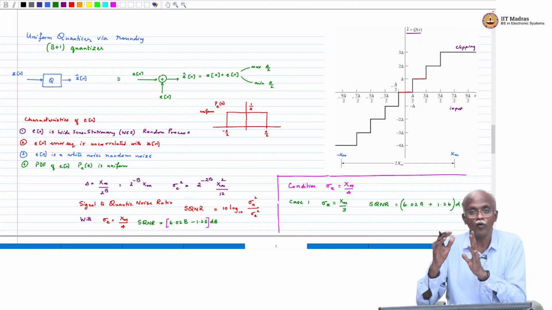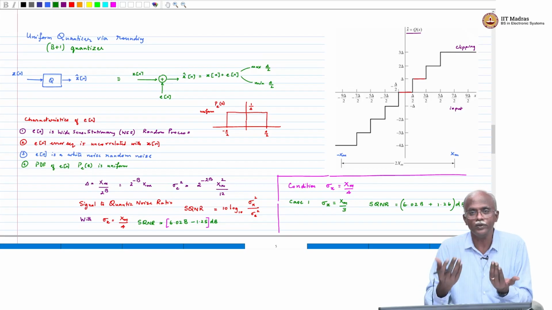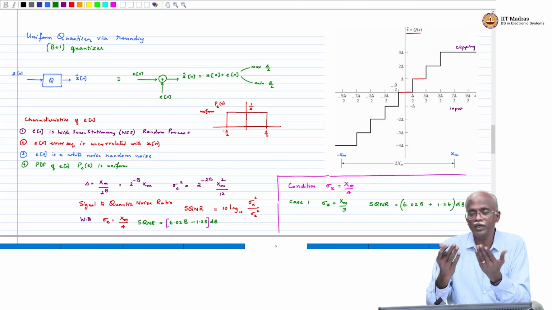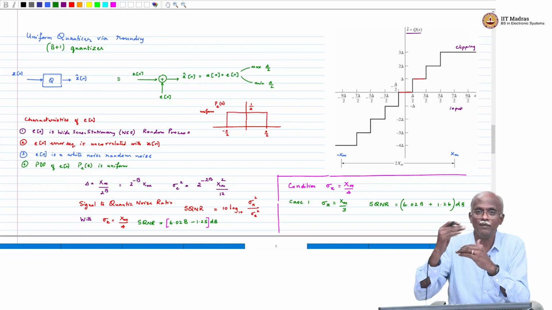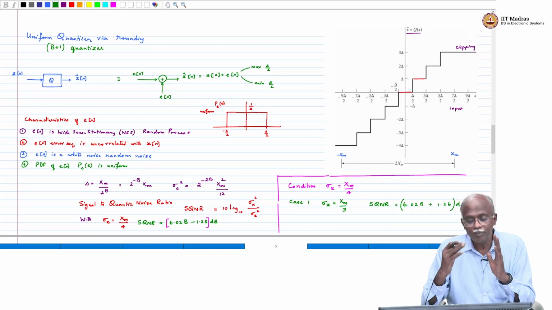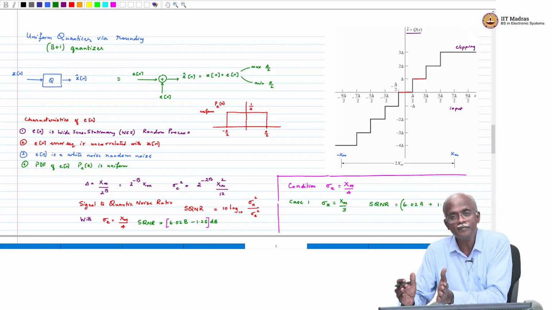using the principle of rounding. Rounding is very intuitive. Whenever you want to round a number, for example, if I want to round 2.7, I will round it to 3. 2.1, you round it to 2. So basically, the same principle we have applied.